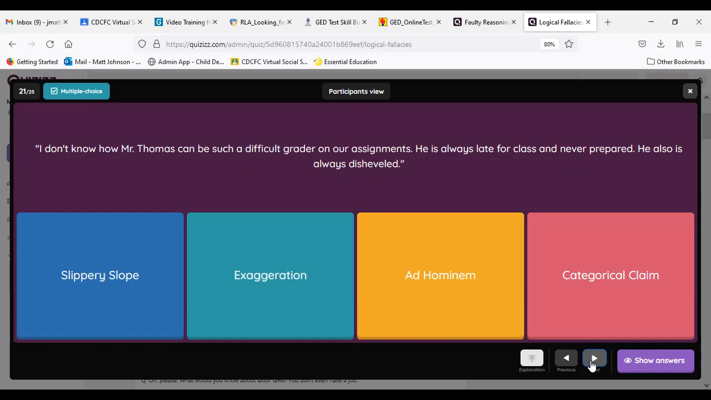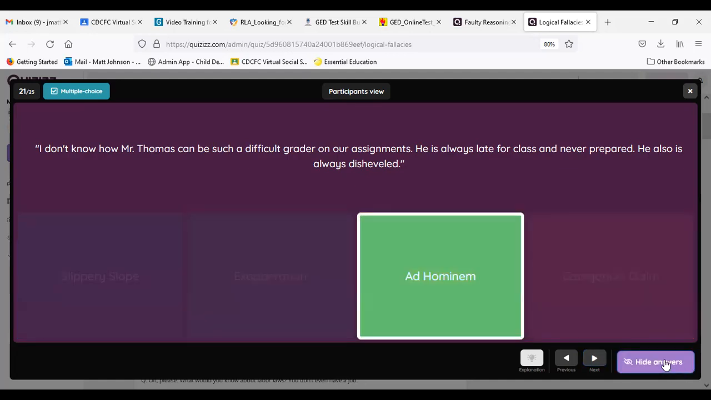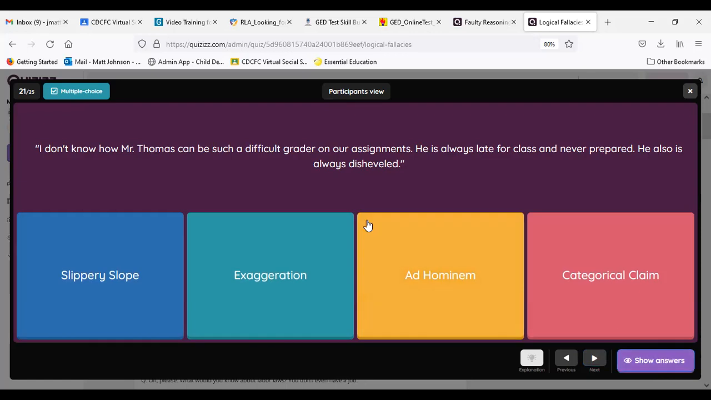Is it the third one? The ad hominem to the person. Yeah, I believe it is. Let's take a look. So it's saying there, I don't know how Mr. Thomas can be such a difficult grader on our assignments. He's always late for class, never prepared. He's always disheveled. So it's trying to compare. It's like, okay, so he's a sort of disciplinarian when it comes to their grading, right?